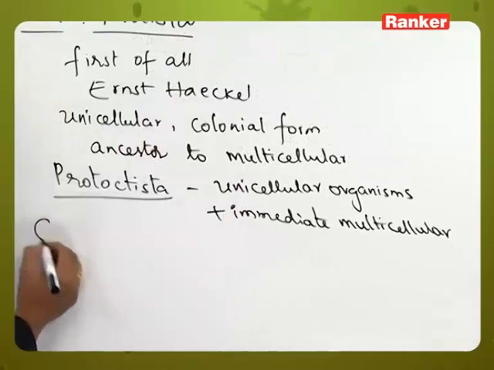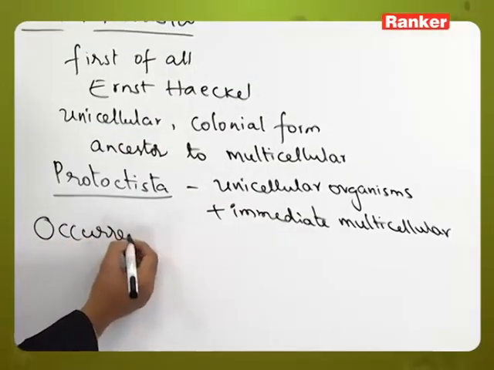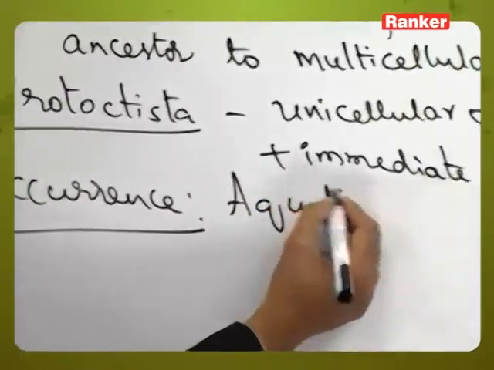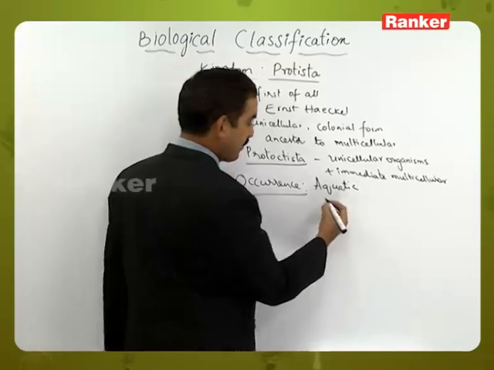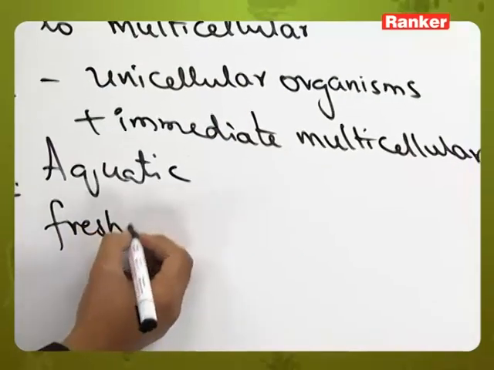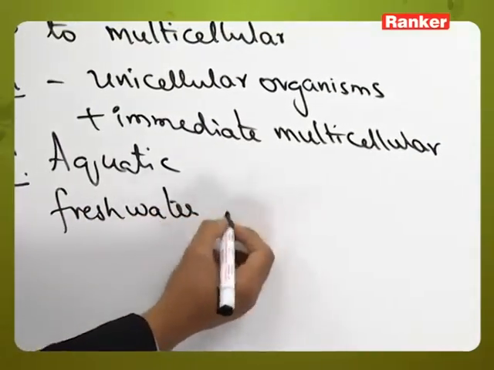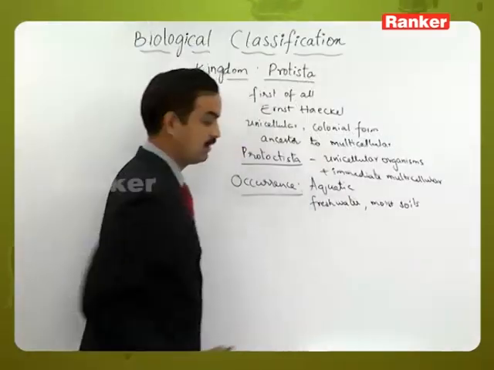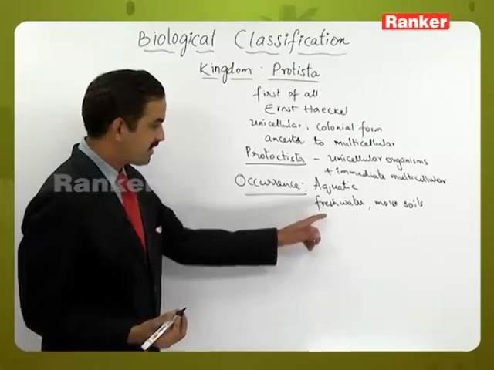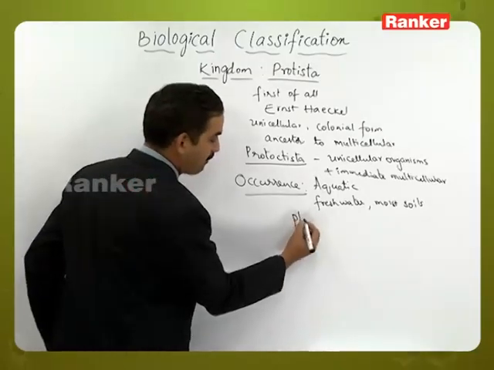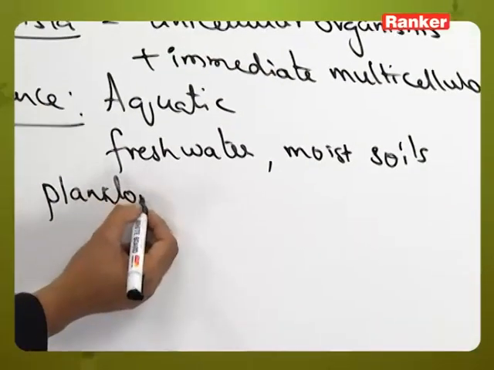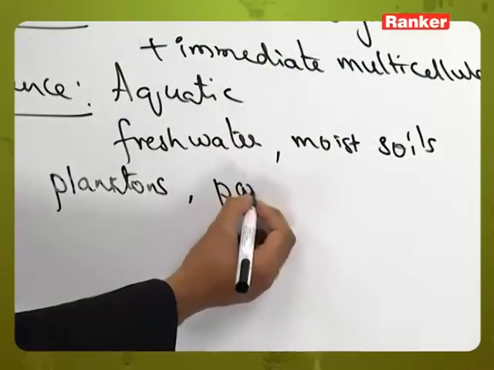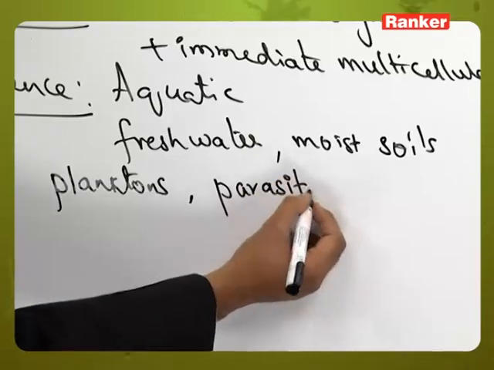And if you see the occurrence, these are mostly aquatic, and they are present in fresh water or in moist soils. When they are present in fresh water, they may exist in the form of plankton, that is microscopic organisms, or sometimes they may exist in the form of parasites also.